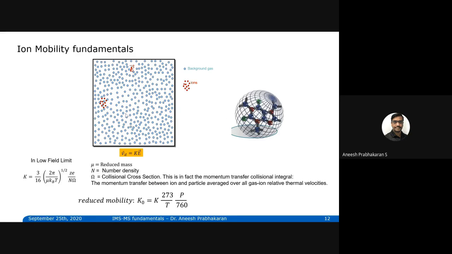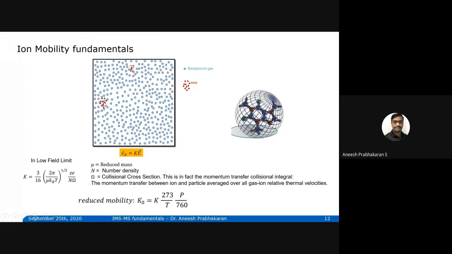Okay. Now let's go to ion mobility. If we have a background gas, as I explained, these blue balls represent the background gas, and we have ions. Ions are represented by red dots. We have ions here, and if we apply an electric field, what happens? The ions start migrating in this direction. If it is a negative charge, it will move in the opposite direction.